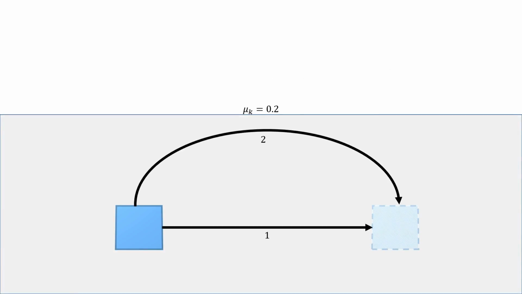A longer path will result in more work being done against it, so more energy will have to be put into the object to get it to its destination. The takeaway message is that non-conservative forces, unlike conservative forces, are indeed path dependent.